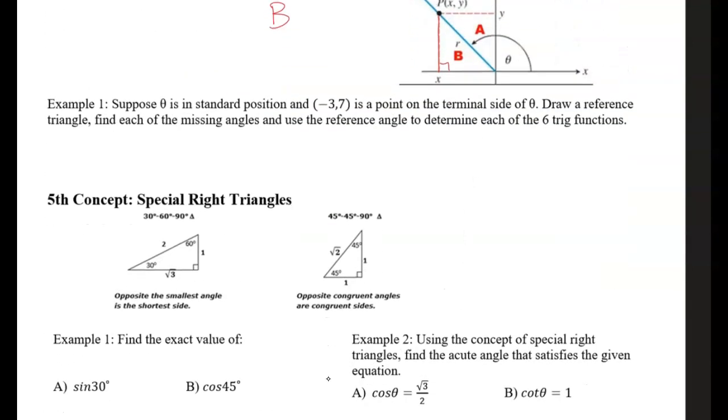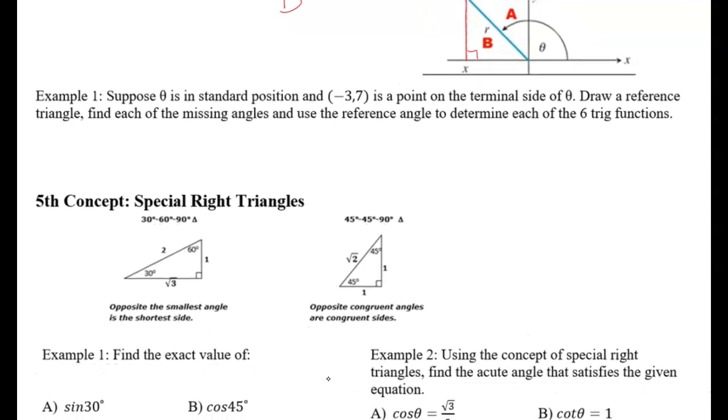All right. So in this example, it says theta is in standard position and negative 3, 7 is a point on the terminal side of theta. Draw a reference triangle, find each of the missing angles, and use the reference angle to determine each of the 6 trig functions. This is a lot, but the first thing you should always do is draw a picture.